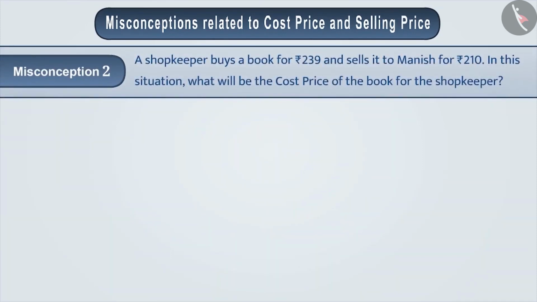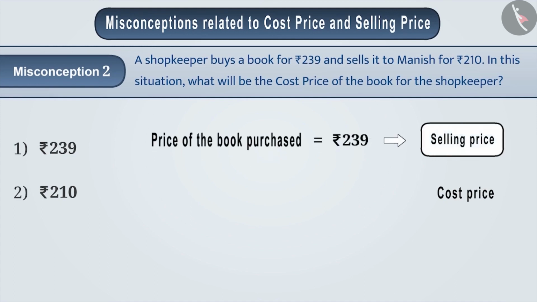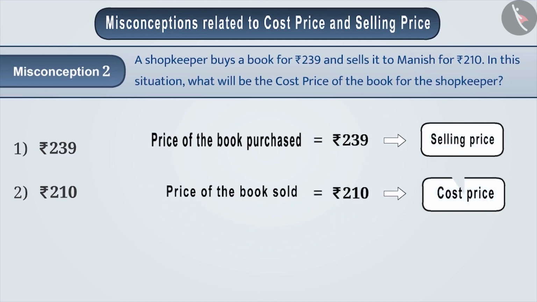Misconception 2. A shopkeeper buys a book for rupees 239 and sells it to Manish for rupees 210. In this situation, what will be the cost price of the book for the shopkeeper? Sometimes, due to confusion in the names of cost price and selling price, the students understand that the price at which the shopkeeper purchases an item is called selling price, and the price at which he sells an item is called cost price. But this is a misunderstanding. With this understanding, incorrect answer option 2 is chosen.